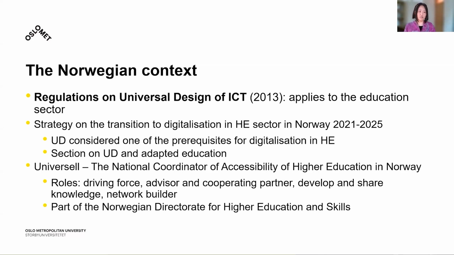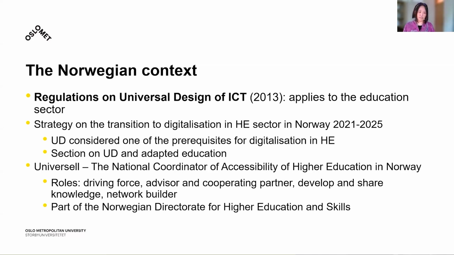In addition, in Norway, there is an organization called the National Coordinator of Accessibility of Higher Education, and it's called Universal. The role of this organization is to be a driving force, advisor, and cooperating partner, and they also develop and share knowledge and build networks among higher education organizations. This is a part of the Norwegian Directorate for Higher Education and Skills.